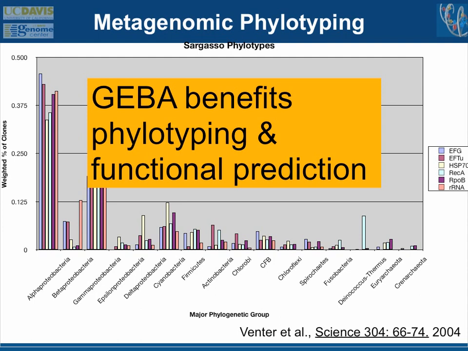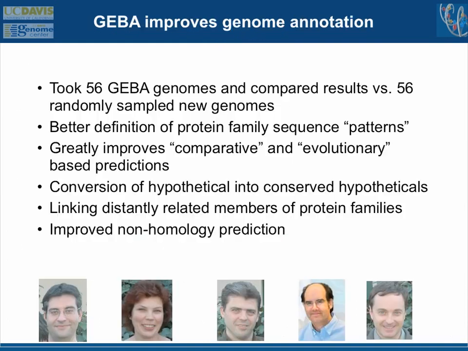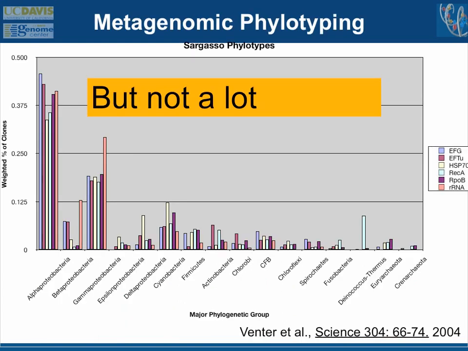So the second lesson in terms of this Genome Encyclopedia project is that it definitely improved our ability to do phylotyping for metagenomic samples. Having more phylogenetically diverse genomes to compare our metagenomes to helps us classify environmental reads. It helps us do functional predictions from environmental samples and from other sequenced genomes. But it doesn't help a lot. It's a very small benefit in all of these areas.